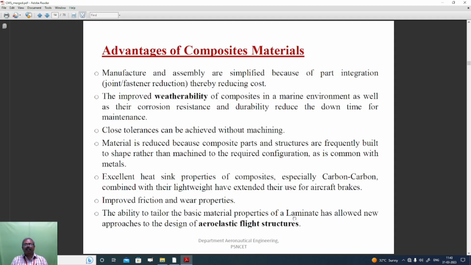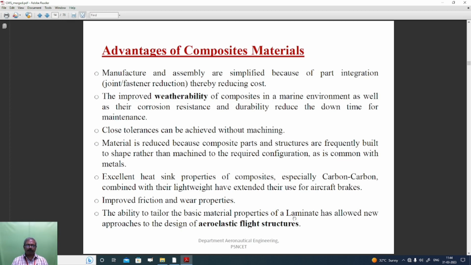Manufacture and assembly are simplified because of part integration, thereby reducing cost. The improved weatherability of composites in a marine environment, as well as their corrosion resistance and durability, reduce the downtime for maintenance. Close tolerance can be achieved without machining. Material waste is reduced because composite parts and structures are frequently built to shape rather than machined to the required configuration, as is common with metals.